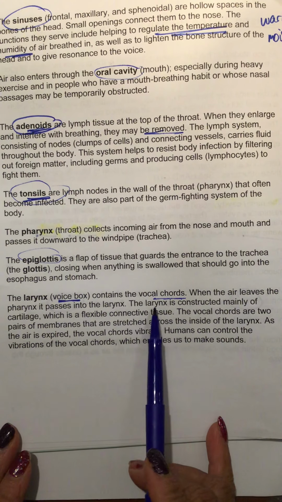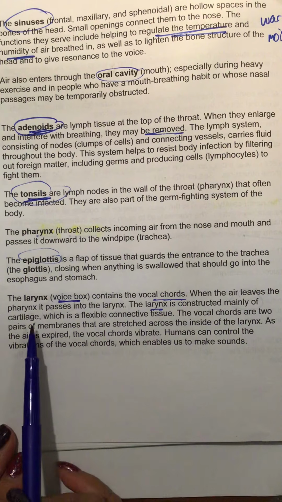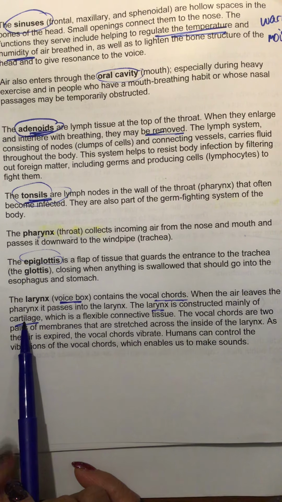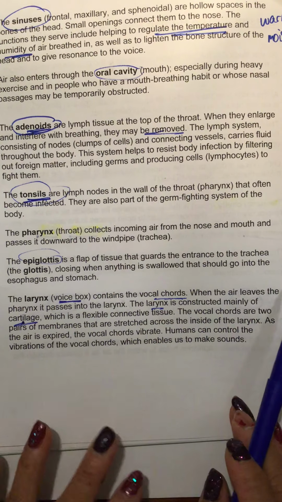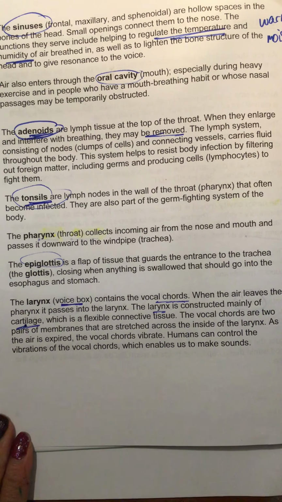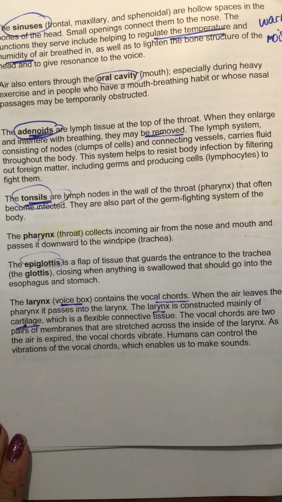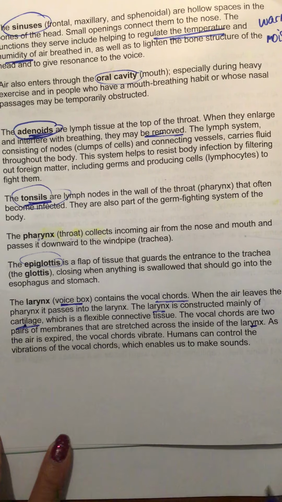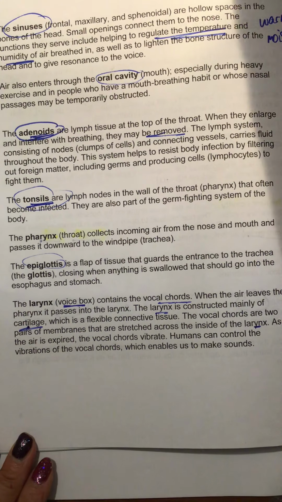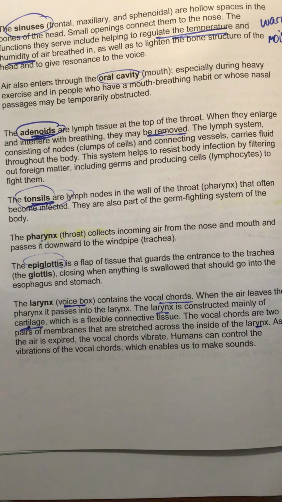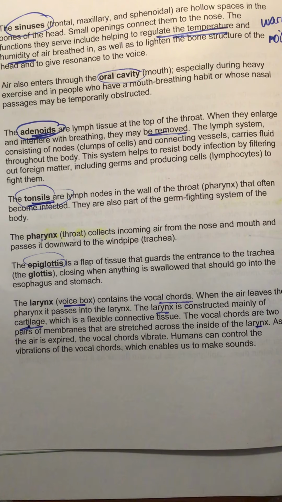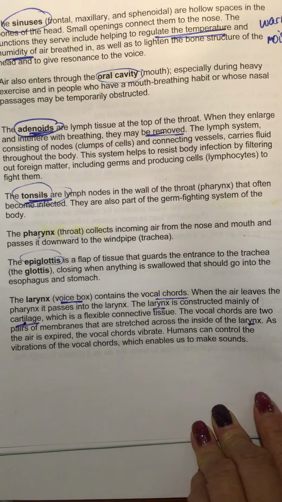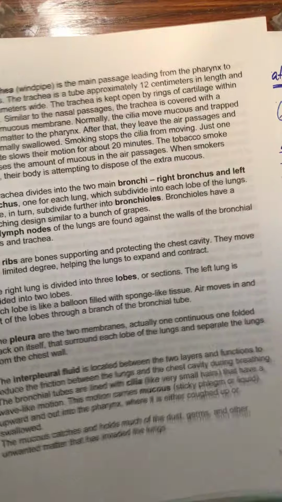The larynx or the voice box is constructed mainly of cartilage, again just like your earlobe, the upper earlobe, which is a flexible connective tissue like a soft bone. The vocal cords are two pairs of membranes that are stretched across the inside of the larynx, and these vibrations and the opening of the larynx basically result in different pitch or frequency of the sound that comes out of our lungs.